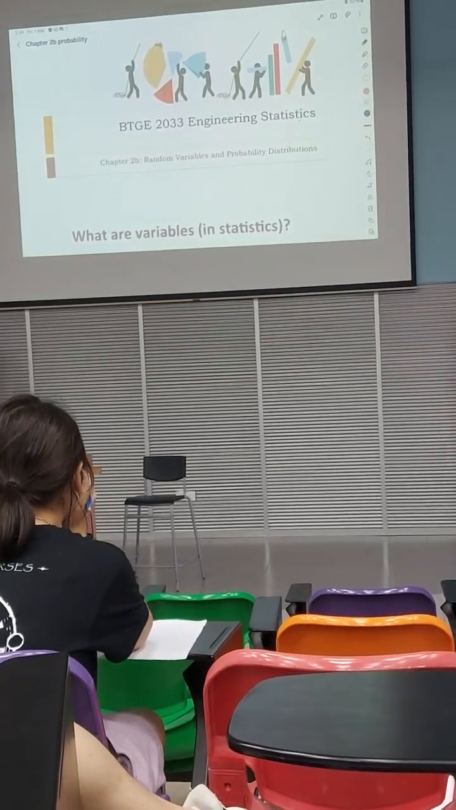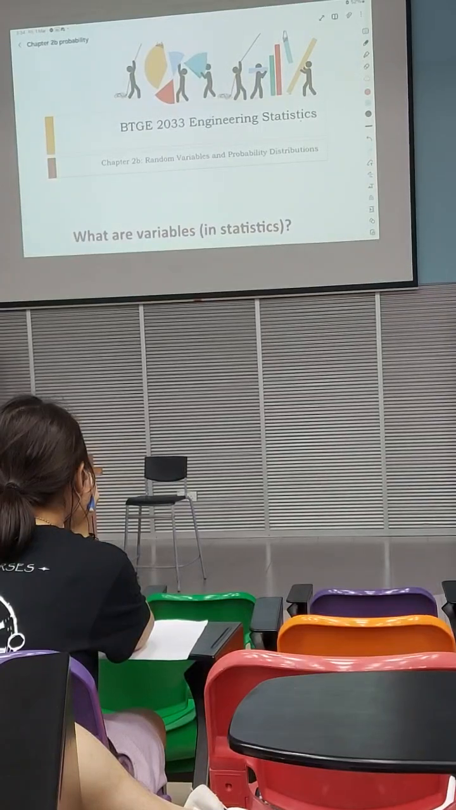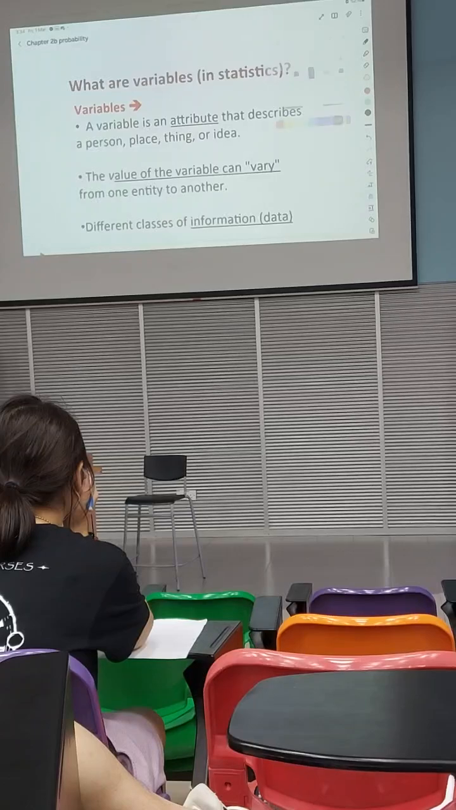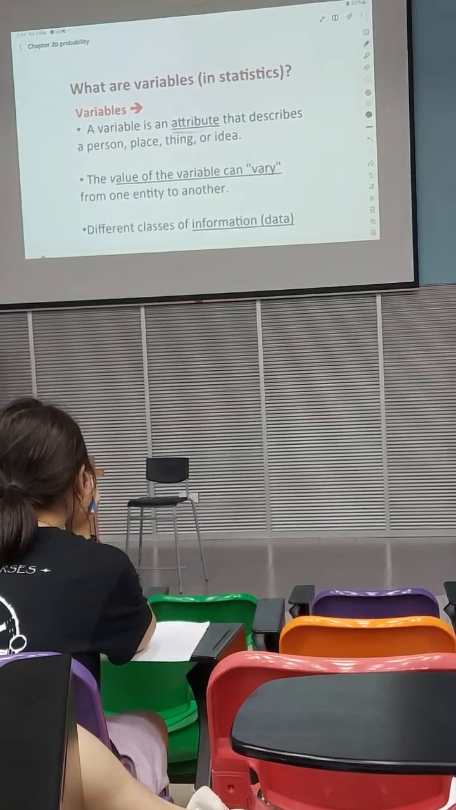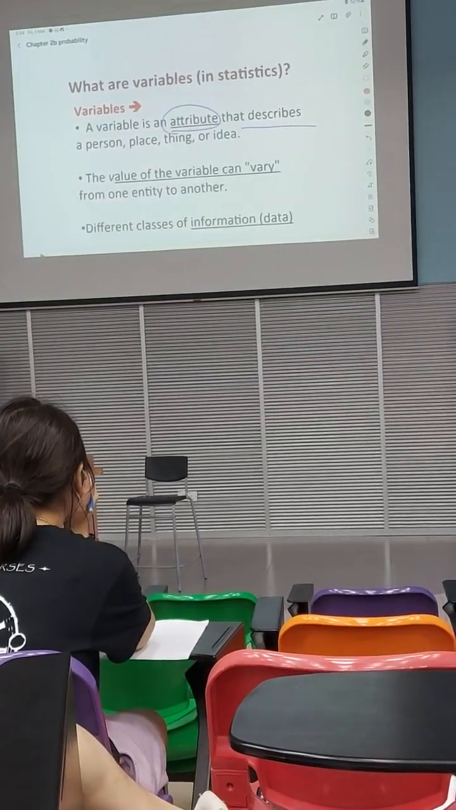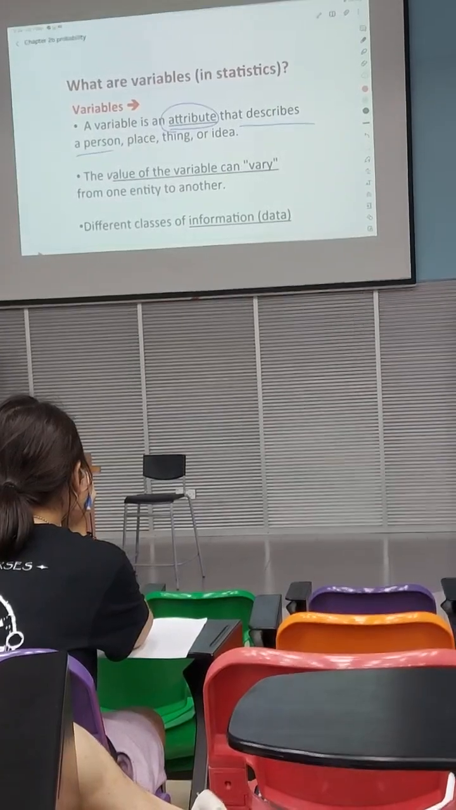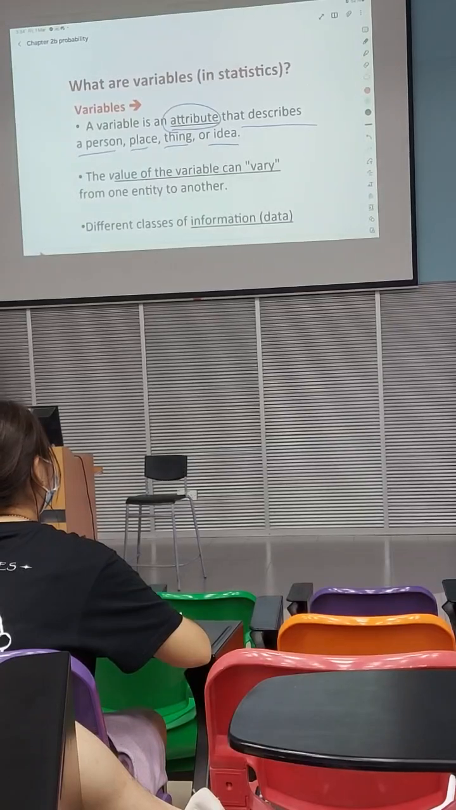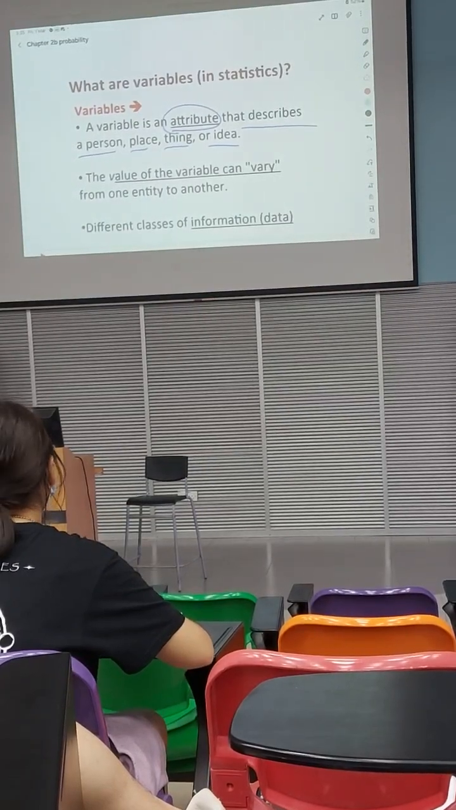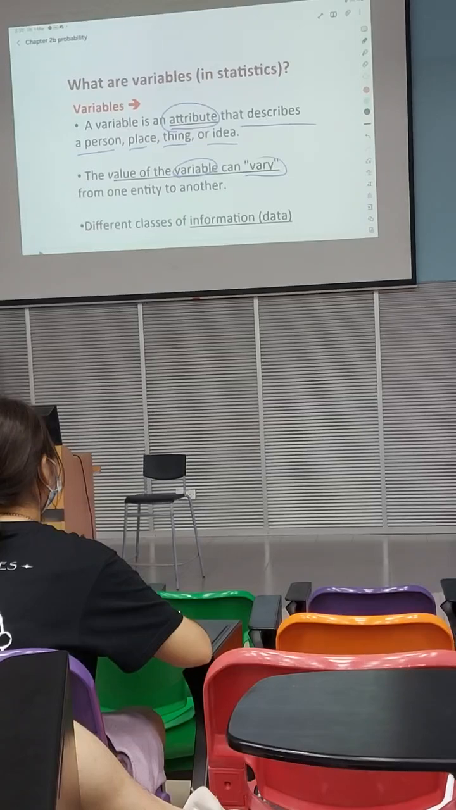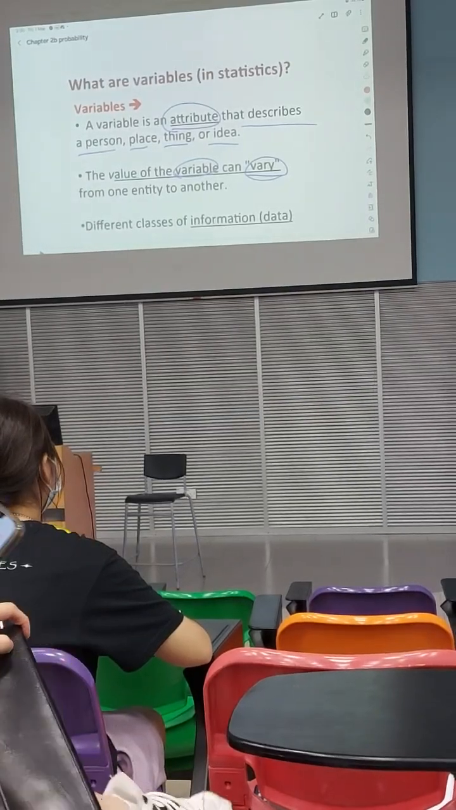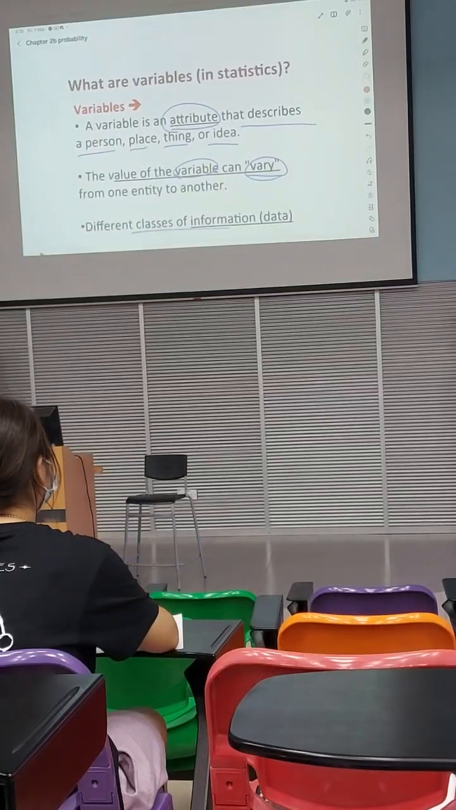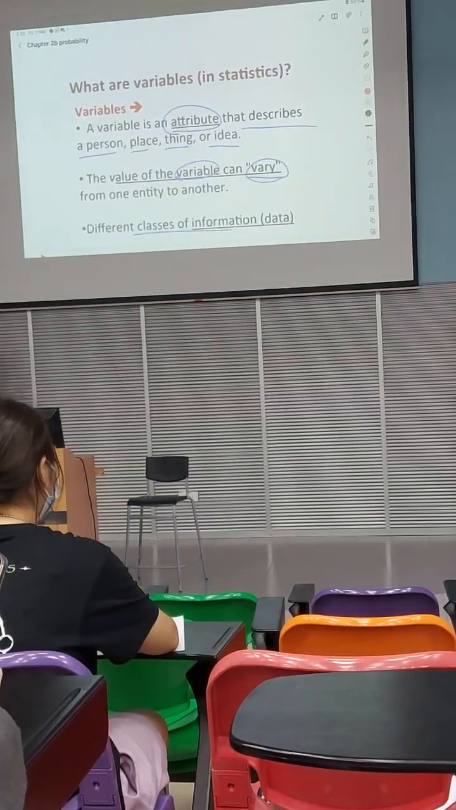So what is meant by random variable? What does variable in statistics mean? A variable is an attribute that describes anything, which includes any person, place, thing, or idea. The value of a variable can change from one entity to another. That is why we call it a random variable, for example, different types of information or data.